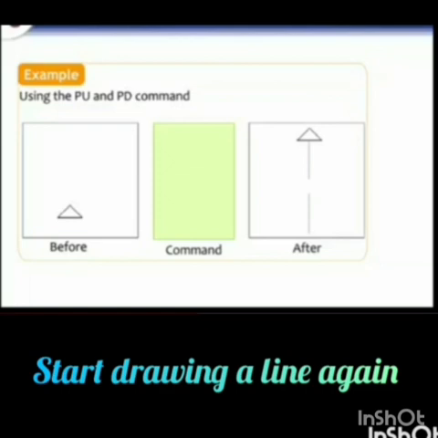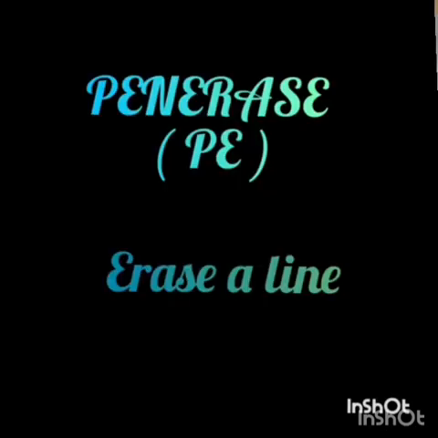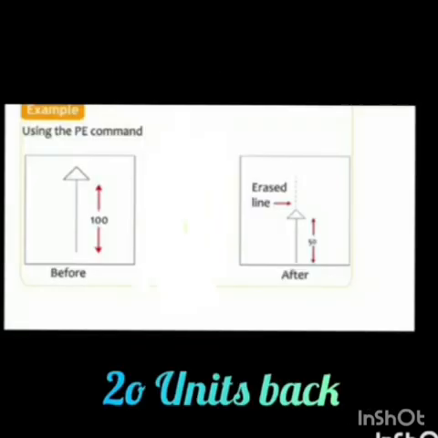So here we have seen how the pen down command has worked. The turtle starts drawing again, moves forward by 50 units. Next is the pen erase command. Its short form is PE. This command is used to erase a line.